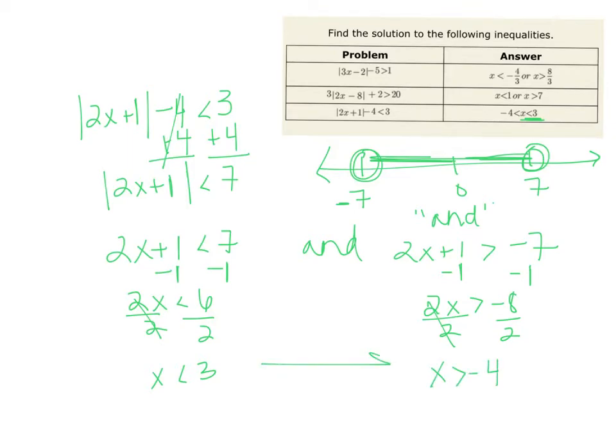So when I combine those together, again, I can look at it on a number line. Here's negative 4. I want x's to be greater than that. Here's a positive 3. I want x's to be less than that. So that's where I have x's are between negative 4 and 3.